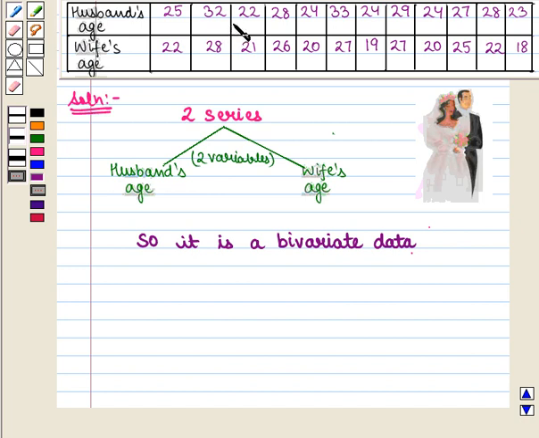Now this data shows a relationship between the husband's age and wife's age at the time of their wedding, so that we can draw a general conclusion such as if the husband is of greater age, then the wife is also of greater age.